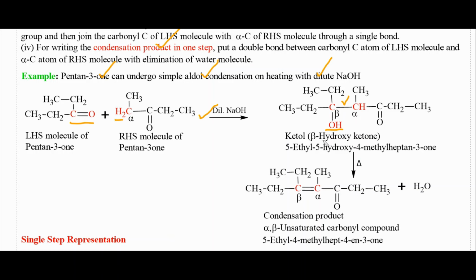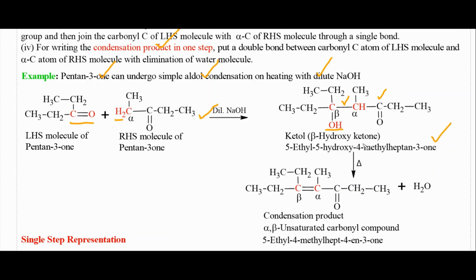Why is it a beta hydroxy ketone? You can see the keto group here. Next to the keto group, the alpha carbon atom. Next to the alpha carbon atom, the beta carbon atom. On the beta carbon atom, there is a hydroxy group. So, the ketol is also known as beta hydroxy ketone. In this case, the actual IUPAC name is 5-ethyl-5-hydroxy-4-methylheptan-3-one.